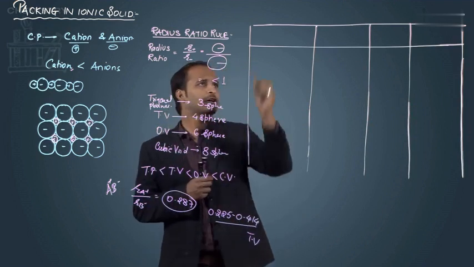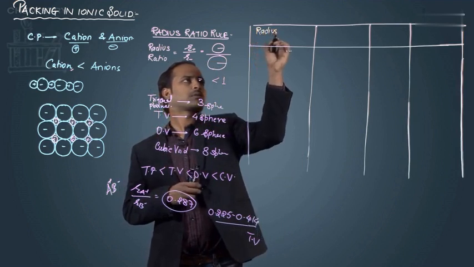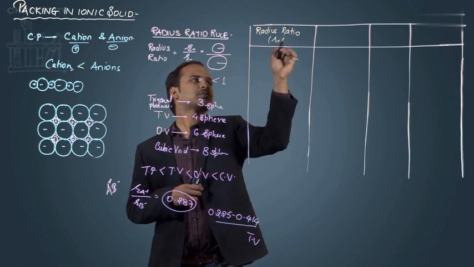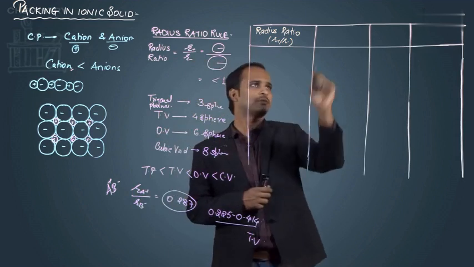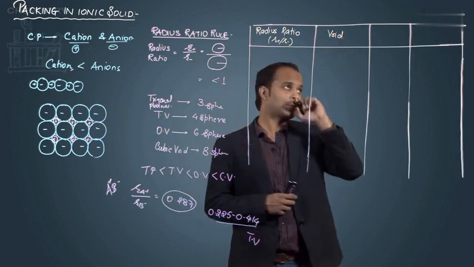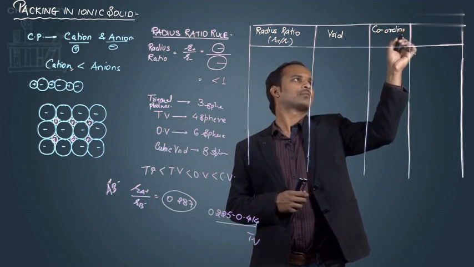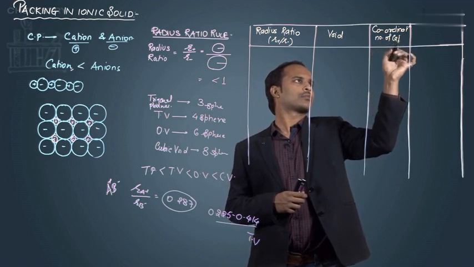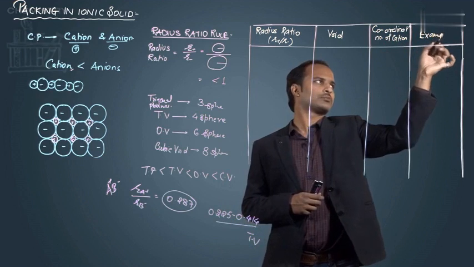So we have radius ratio, that is r plus upon r minus, a ratio of the radius of cation to the radius of anion. The value will tell us about the void which the cation is occupying. Then coordination number of cation, and finally we will have examples.